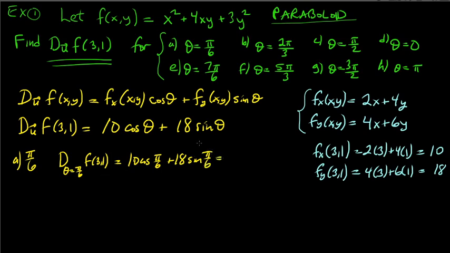So cosine of pi over 6 is square root of 3 over 2, so 5 times the square root of 3. And then sine of pi over 6 is 1/2, so that's just 9. So there you go. There's the directional derivative in the direction of theta equal to essentially 30 degrees, pi over 6.